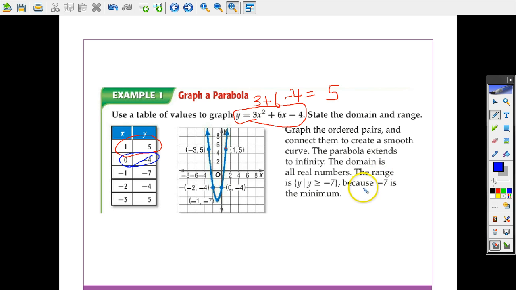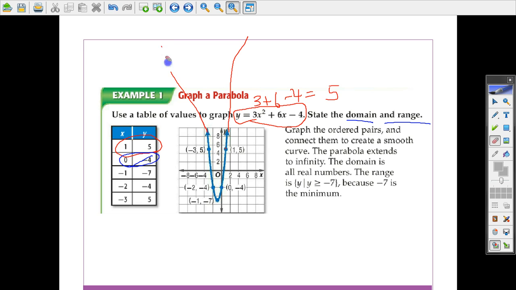Okay, and it's asking you to state the domain and range. So domain here, the possibilities of x's. The domain is, if this graph continues, it's going to get bigger as it continues. That's a terrible graph. I'm sorry.